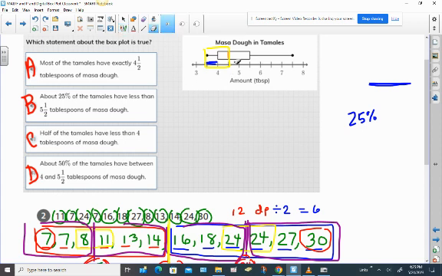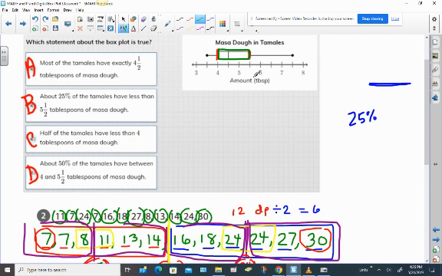D. About 50% of the tamales have between 4 and 5.5. Between 4, that's here. Actually, let's use a different color. Let's use red. Between 4 and 5.5. So this is 5.5. Now, is this 50%? All the data that's in this box, is that 50% of the data? That's what you're asking yourself.